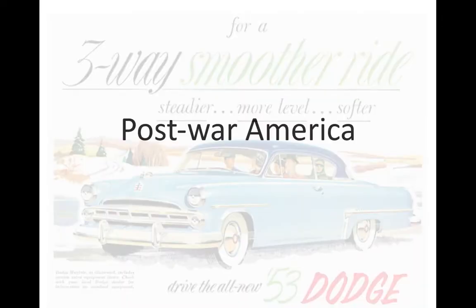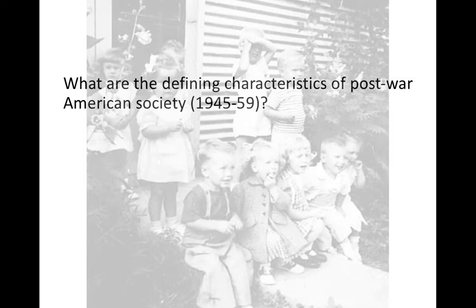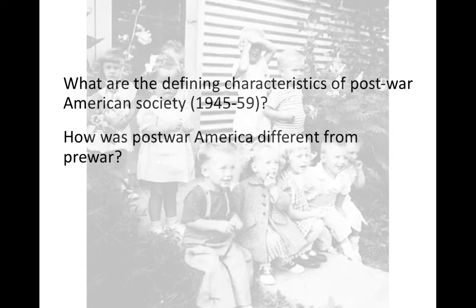So this is a lecture on post-war America. Not the Cold War stuff that we're doing in class, but on what was happening in domestic society. So at the end of this, what you should be able to answer is, what are the key characteristics of what America looked like after the war in the late 40s and 50s? Or another way to ask the question is, how was post-war America different from before the war?